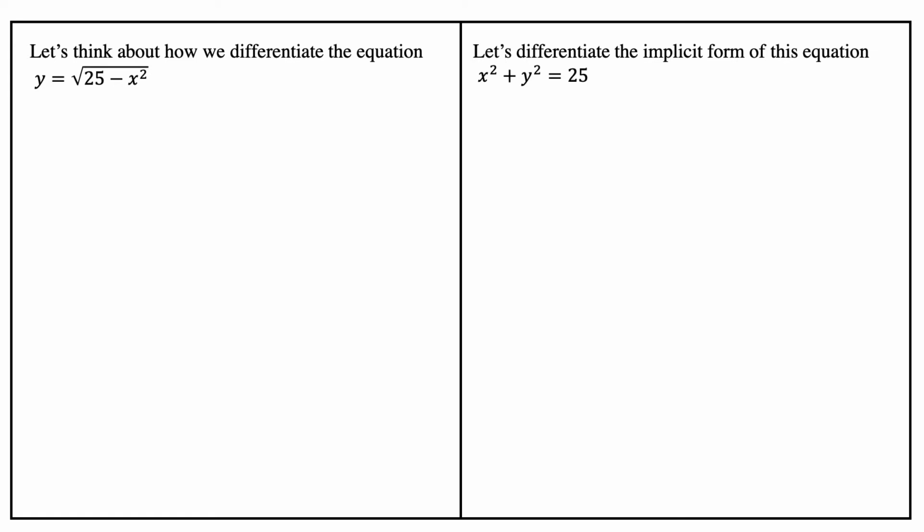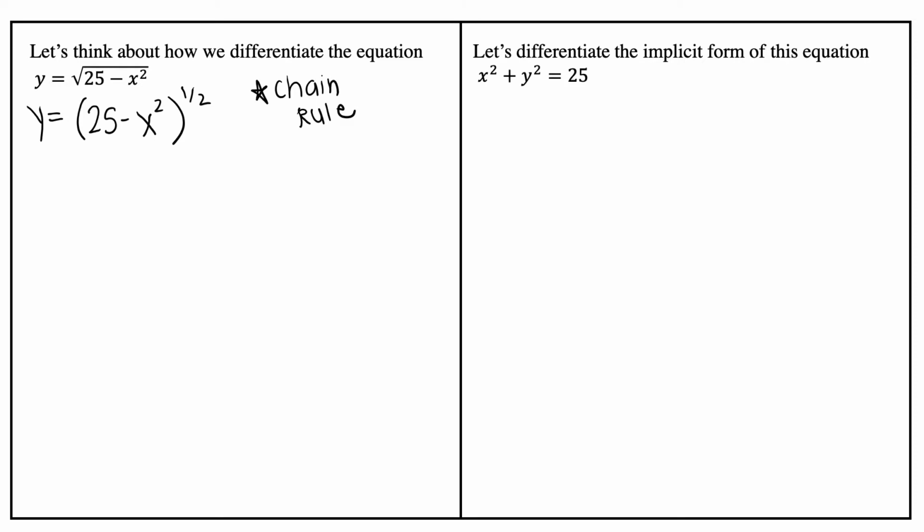Okay, so on the left-hand side here, we want to think about how we would differentiate the equation y equals the square root of 25 minus x squared. Just like we've been doing the past few days, we want to start with our rewrite steps. We'd write this as y equals the quantity 25 minus x squared to the 1/2 power. And now we can clearly see that this is a chain rule problem, where we have our 1/2 power as our outside function and our 25 minus x squared as our inside function.